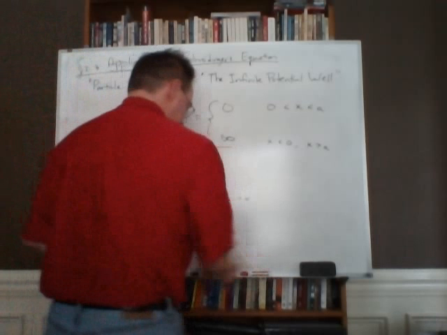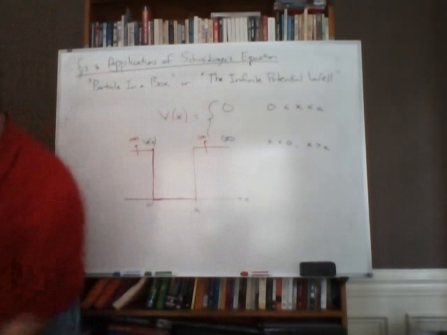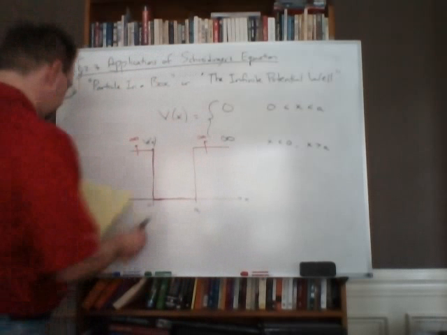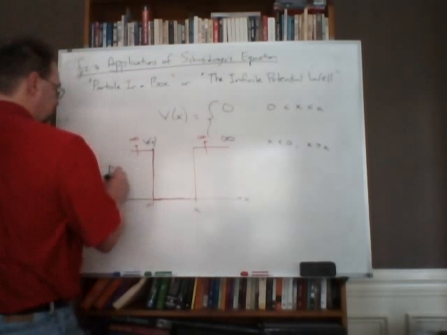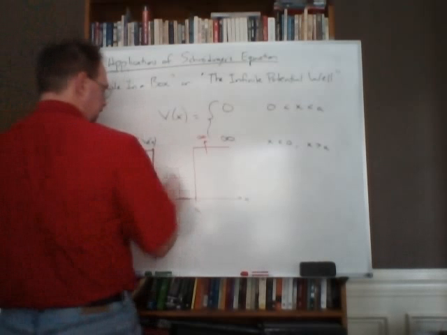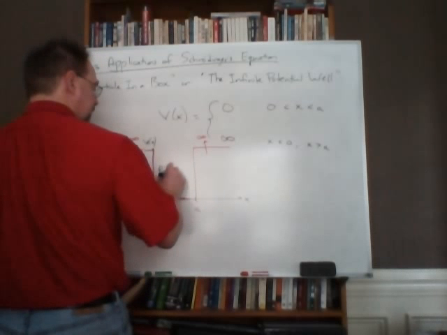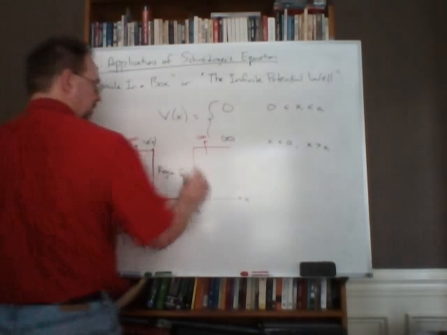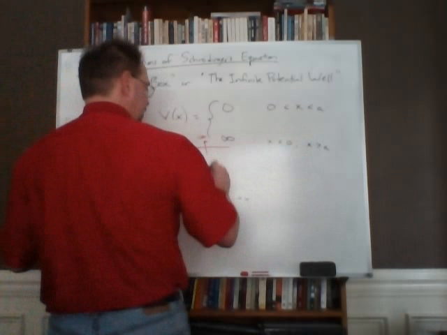In fact, let's just go ahead and label those regions. This is, by the way, figure 2.5 in our textbook. Over here for x less than 0, we'll call that region 1. Between 0 and a, inside the well, or inside the box, we'll call that region 2. And then over to the right, for x greater than a, we'll call that region 3.